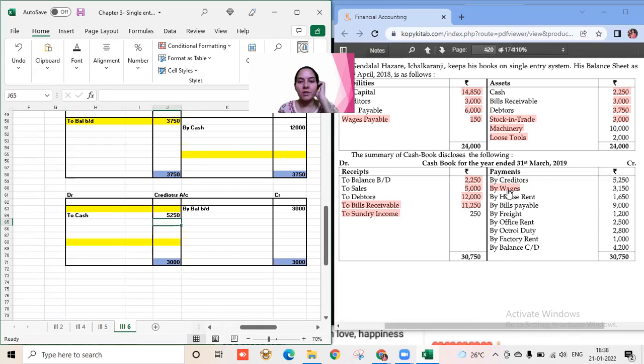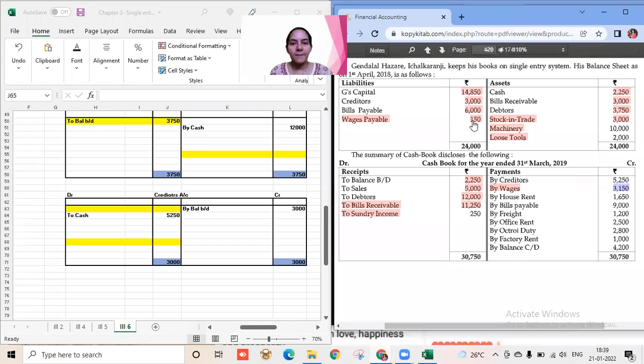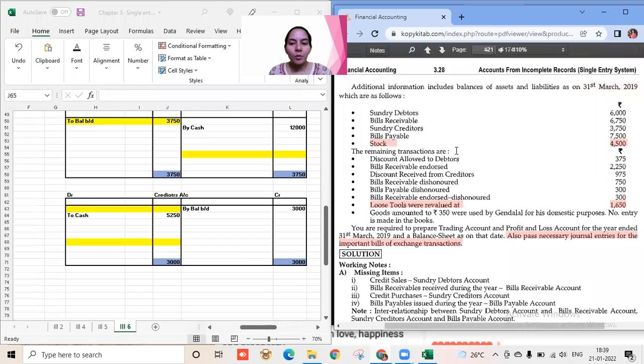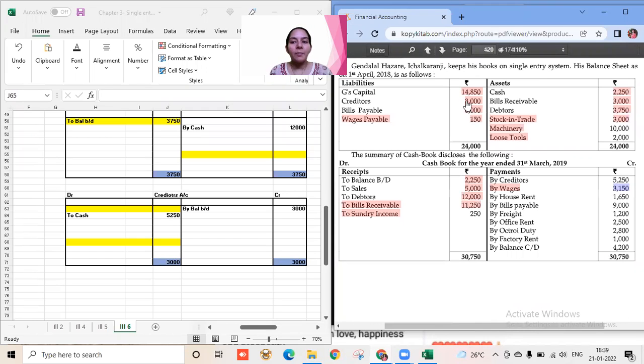Now wages have an adjustment, but how much is paid in cash? 3150. So what we assume, 3,150 includes the outstanding wages of rupees 150. So the previous year outstanding was 150. Okay, there is no outstanding for the current year. We have read all the problem, all the adjustments. There is no current year outstanding for the wages, but the previous year outstanding was 150, right?